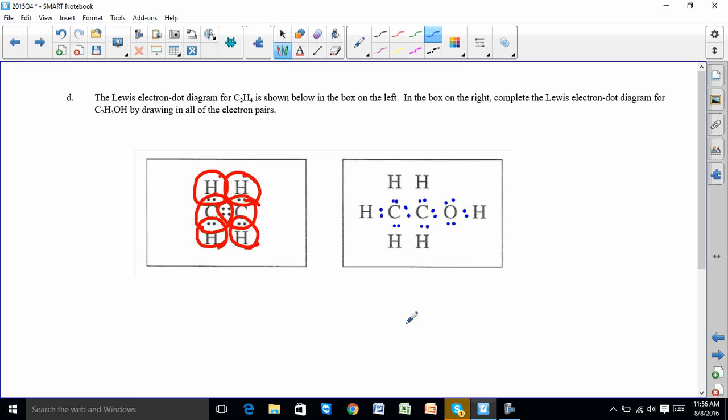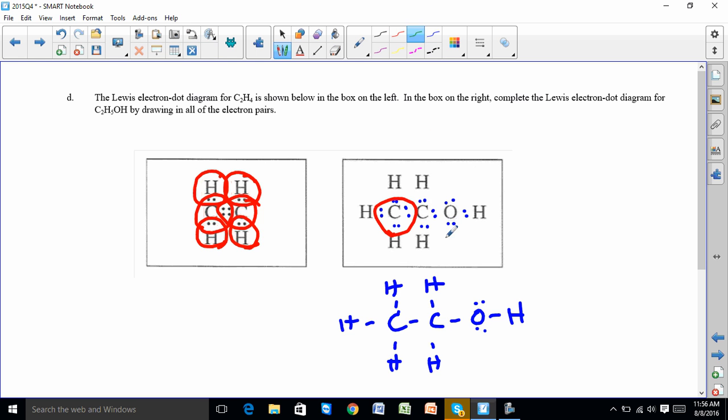You're used to seeing this like this: carbon, carbon, oxygen, hydrogen, and then H, H, H, H, H. But that's what this means, that this region of overlap right here, if I would circle this carbon in red and this carbon in green, this pair of electrons that's in both valence shells at the same time is the single bond. That's what that means.